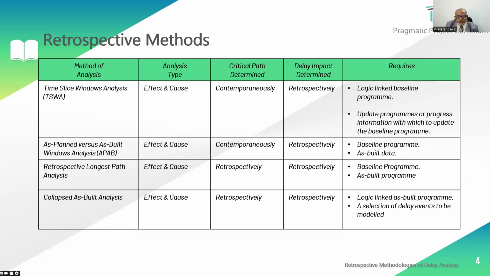Now coming to the next one, which is as-planned, as-built. We call it APAB. Here also, based on the effect, we are analyzing the causes. For example, here the critical path determination is based on the contemporaneous records, while the delay impact is determined retrospectively. There are two inputs basically required: one is the baseline program and the other is as-built data. And this is a very common methodology in retrospective analysis.